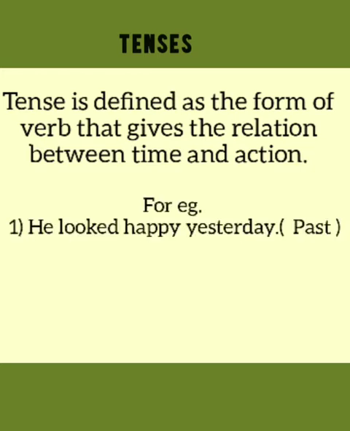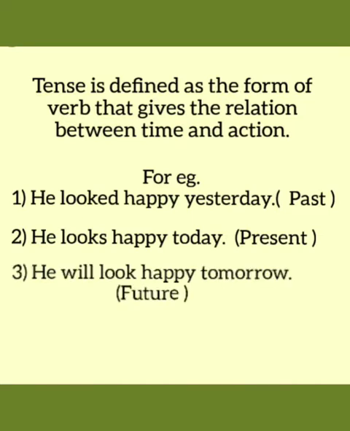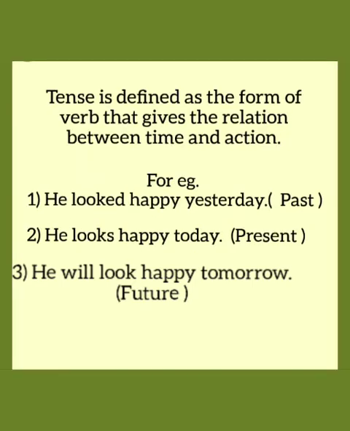For example, he looked happy yesterday. Sentence number 2, he looks happy today. And sentence number 3, he will look happy tomorrow. So, in the above sentences, his happiness belongs to three different periods of time: yesterday, that is past; today, that is present; and tomorrow, that is future. So, the verb look has taken different forms to denote the three periods of time, and that is tense. So, we can also say that tense shows the time of the action.